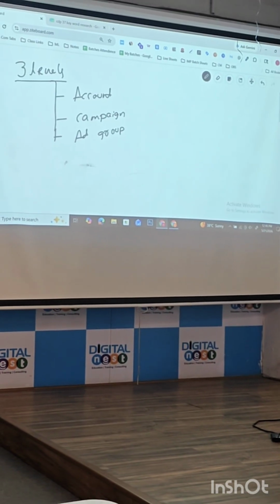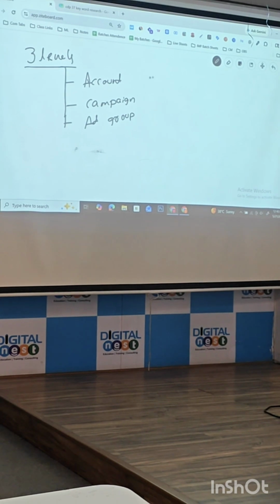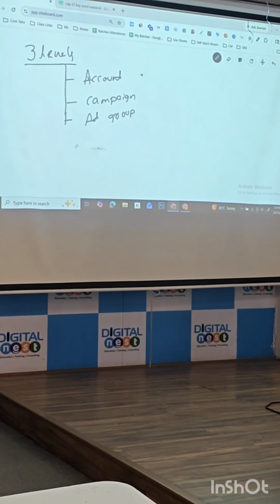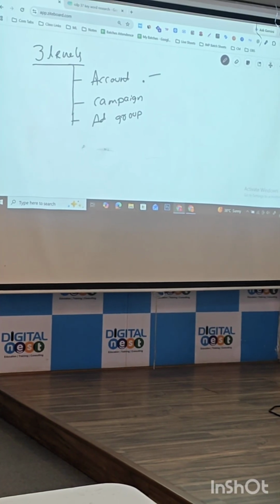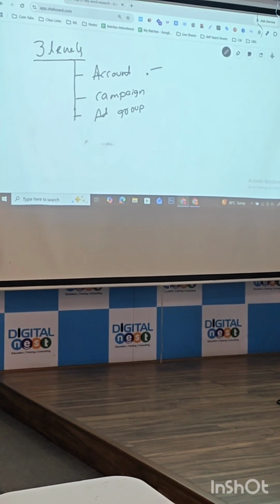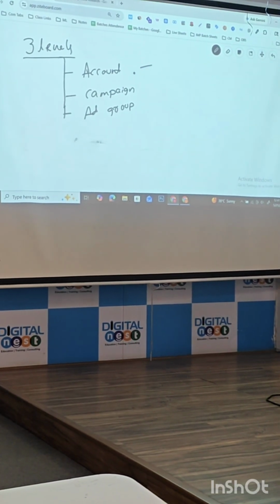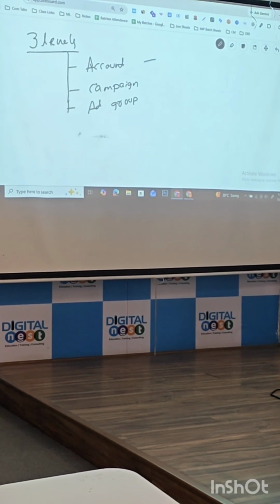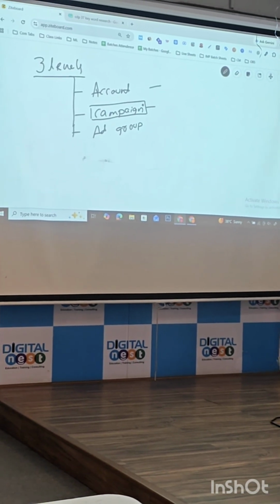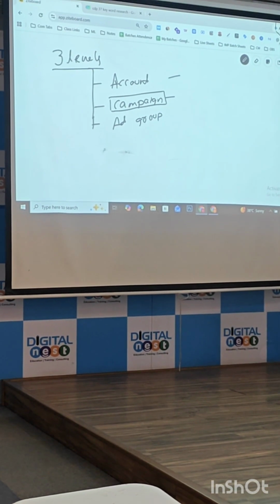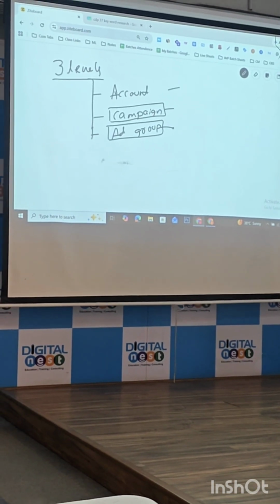ad group level. Let's say site link is one of the assets. If you add your site link at the account level, whenever you are creating an asset, it will be reflected in every campaign, every ad group, every ad in the entire Google Ads account. Okay. If you add an asset at the campaign level, it will be applicable for every ad group inside the campaign. If you add it at the ad group level, it will be applicable only for that ad group.